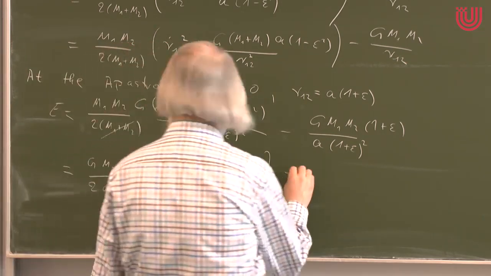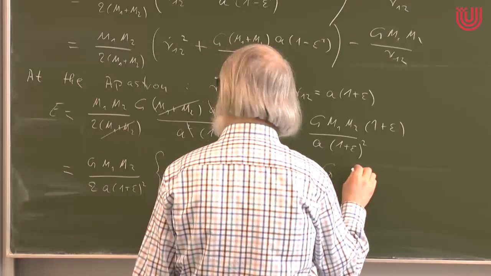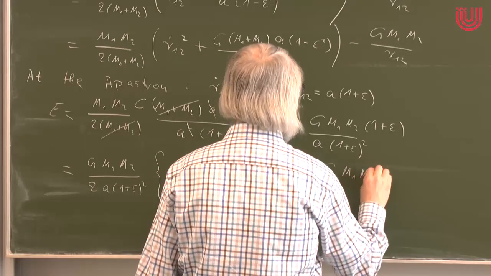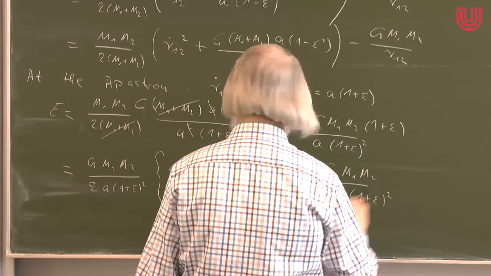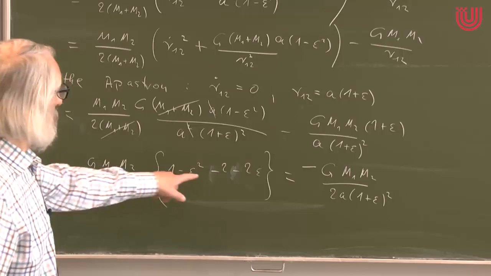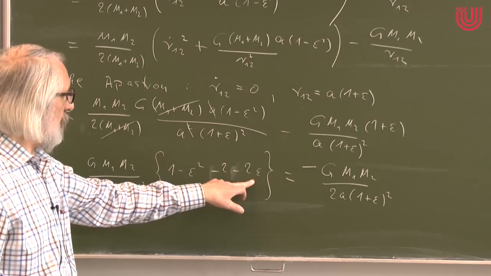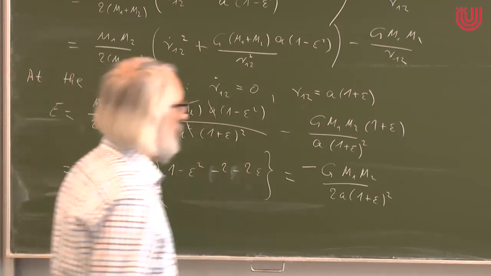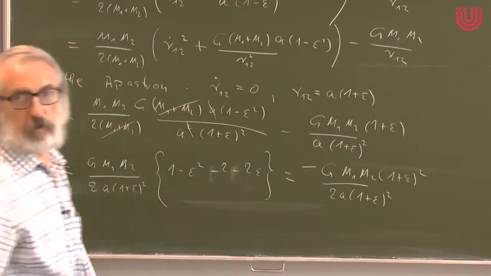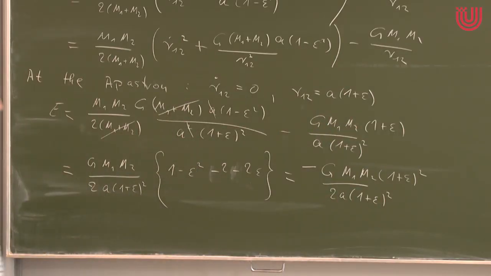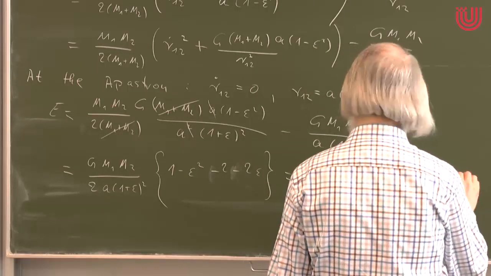This gives what? Most terms have a minus sign, minus G M1 M2 over 2A times (1 plus epsilon) squared. And here I have a minus sign taken out, so I have plus 1 plus 2 epsilon plus epsilon squared. This is 1 plus epsilon squared by the binomial formula. So you see, the result is very nice. Epsilon drops out.